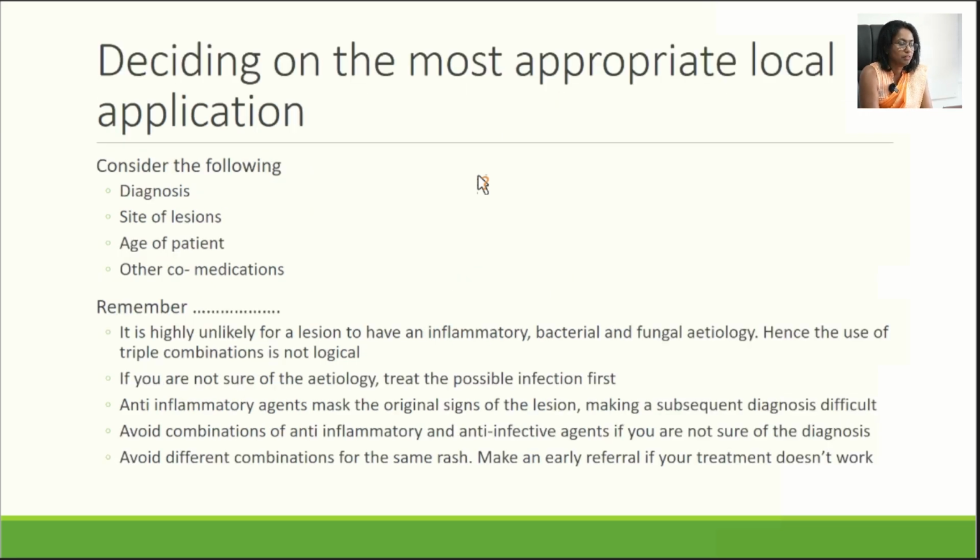So how do we decide on the most appropriate local application? This is clinical, right? So again, consider the diagnosis, site, age, and other co-medications. And remember, when we take a history in patients, now I teach medical students, you need to take a drug history of oral medications, any local applications, and cosmetics. All three have to be taken now because the cosmetic use and abuse is so common, right? So the co-medications means all three.